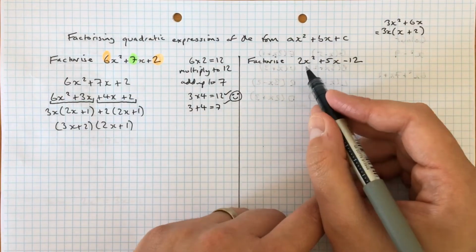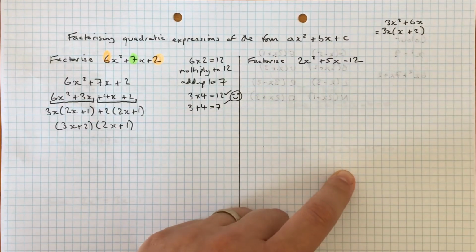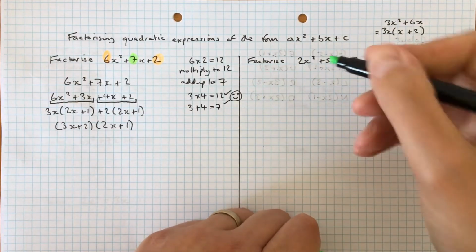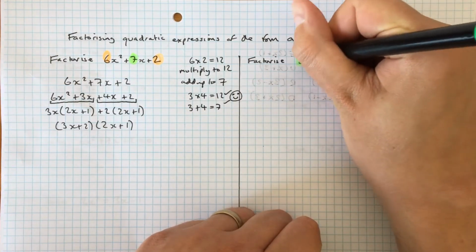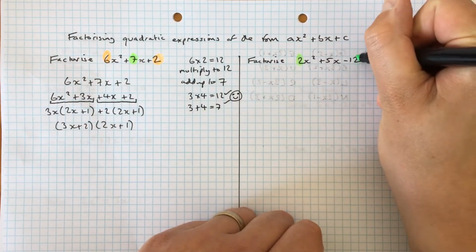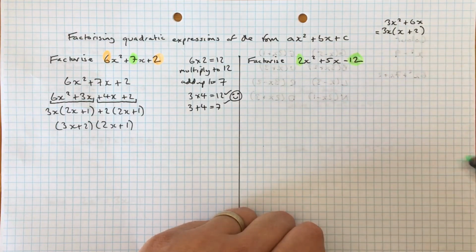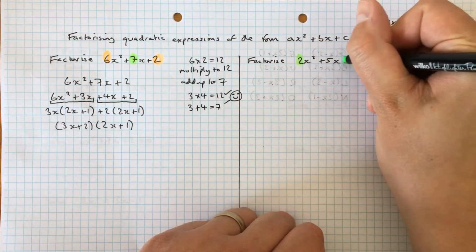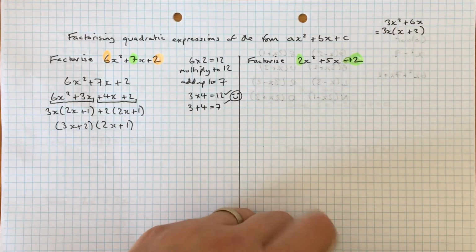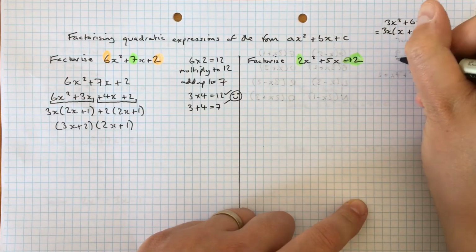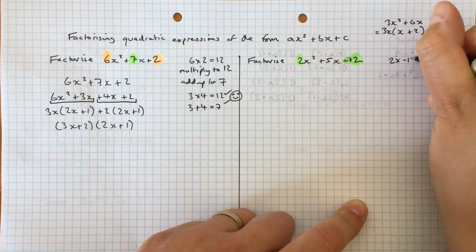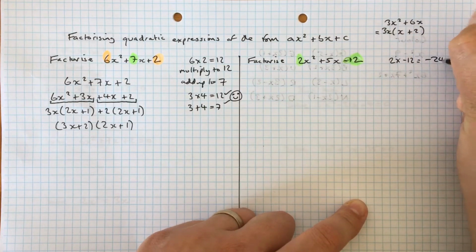So our second example is we want to factorise 2x squared plus 5x minus 12. The first thing I'm going to do is identify a and c. a is the coefficient, the number in front of the x squared, and c is the value at the end. A common error here would be people just to see 12. It's not a 12, it's a minus 12, isn't it? So we're going to multiply a and c together. So 2 multiplied by minus 12, which is minus 24.